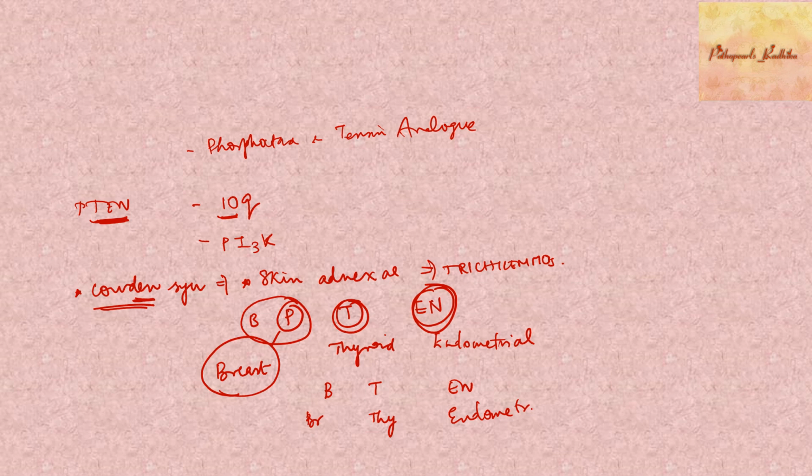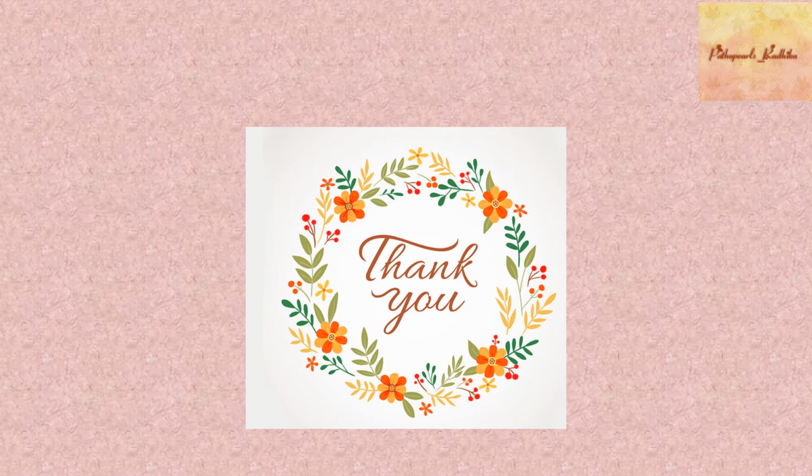So this is about your PTEN gene, and Cowden syndrome is important from the examination point of view, and the chromosome number is also very important. Usually they ask, PTEN mutation is associated with increased risk of what cancers? Endometrial cancers. That's what they usually ask. So this is about the PTEN gene.